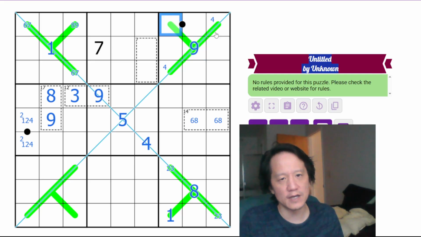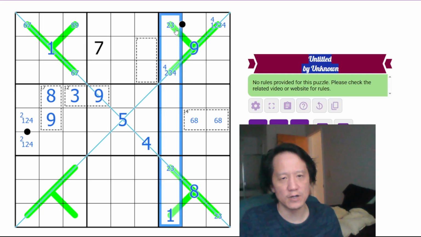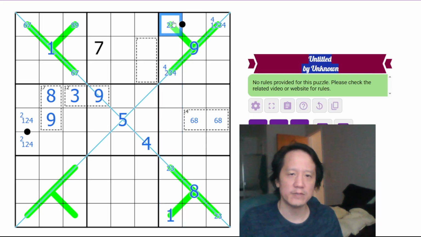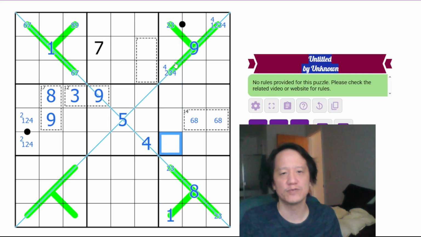That means this is 9, which means it's next to 2, 3, and 4 possibly. This is 4 here. So it can also be next to 1. So 1, 2, 3. This is 1, 2, 3, 4. But 1 cannot be here or here because of the 1 in the column. We have a 2. In fact, we have a 2, 3, 2, 3 pair in column 7, which eliminates 2 and 3 in the rest of the column. This can't be 2 or 3. This is 4. So this can't be 4 here.